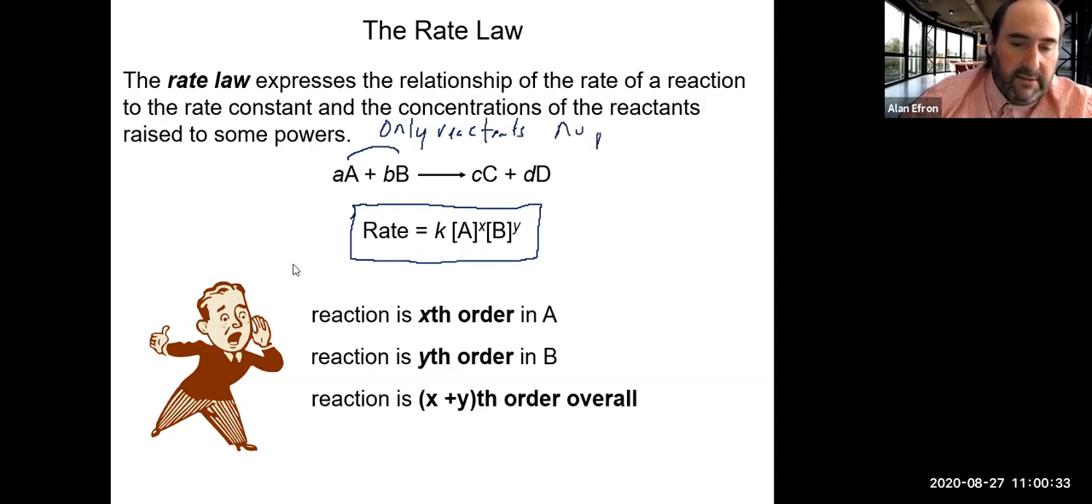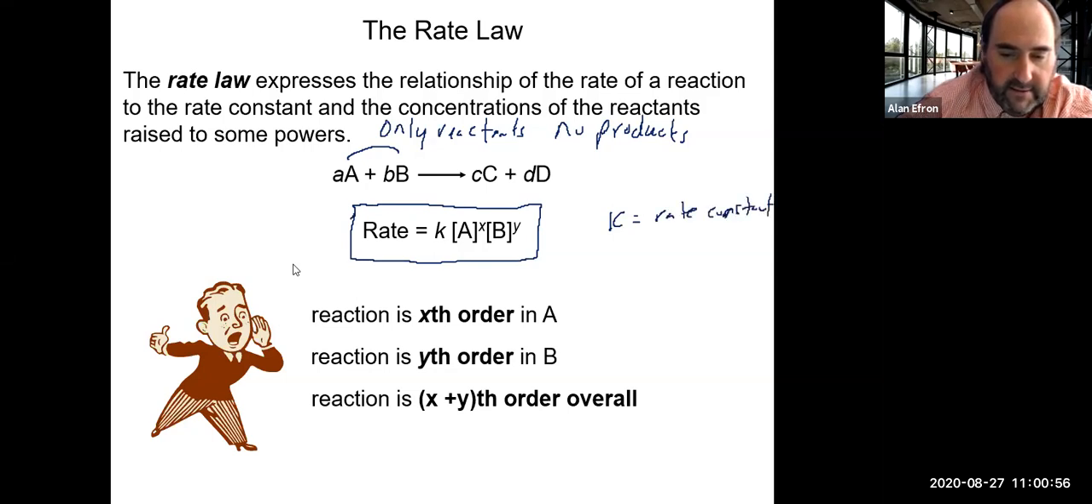No products. So the rate of the reaction is only going to really be dependent on your reactants as they need to come together to start the reaction happening. And k here is our rate constant. So little k again is our rate constant. Kind of tells you how fast the reaction is taking place.